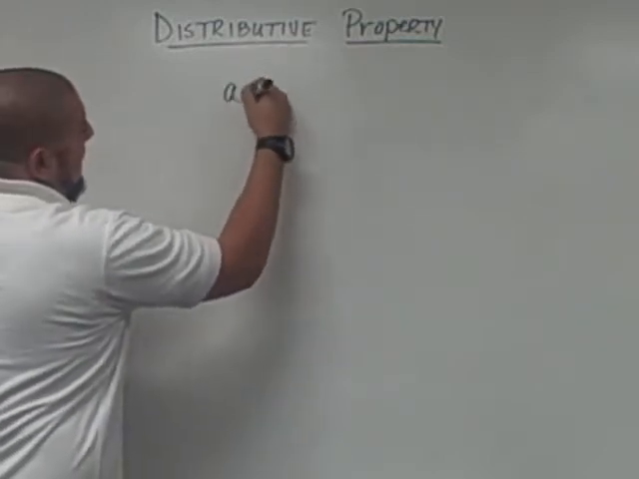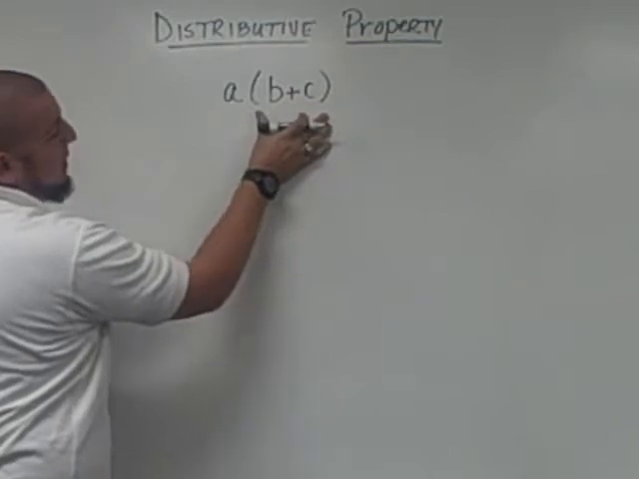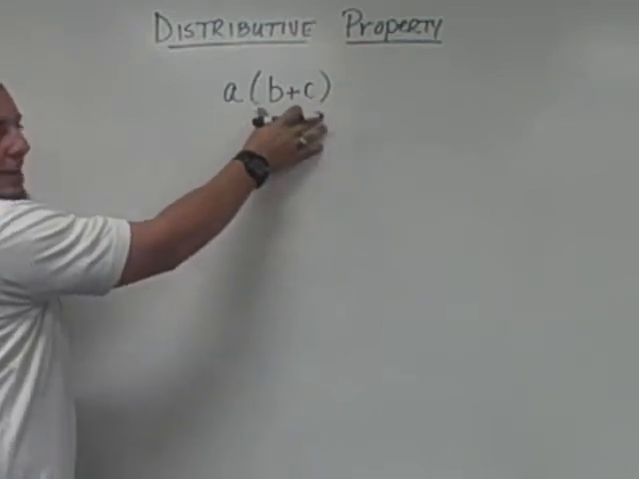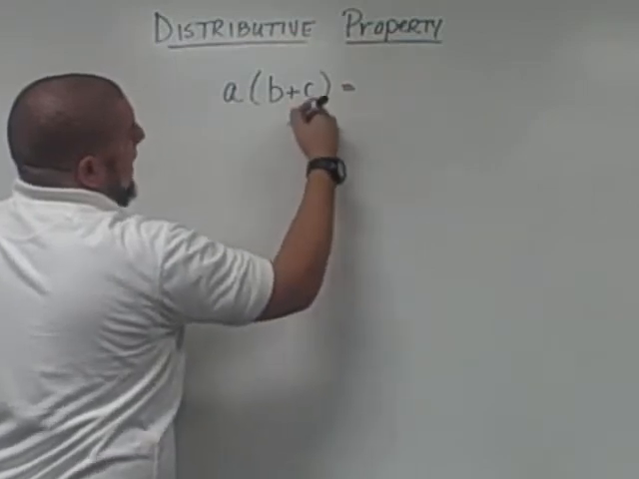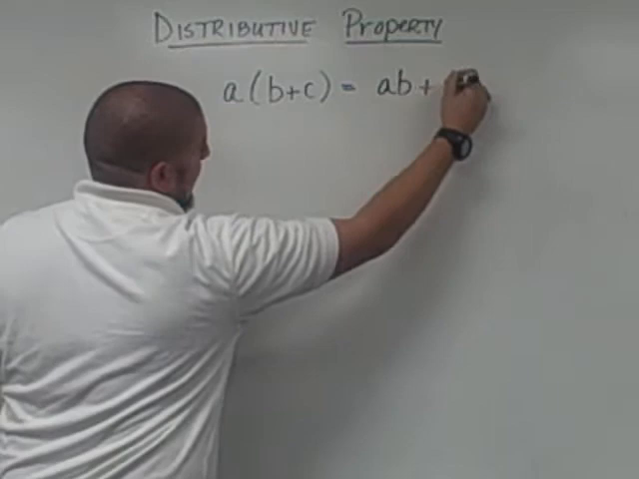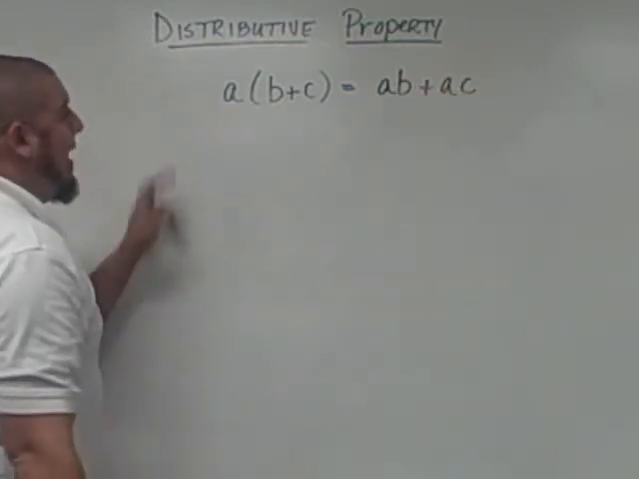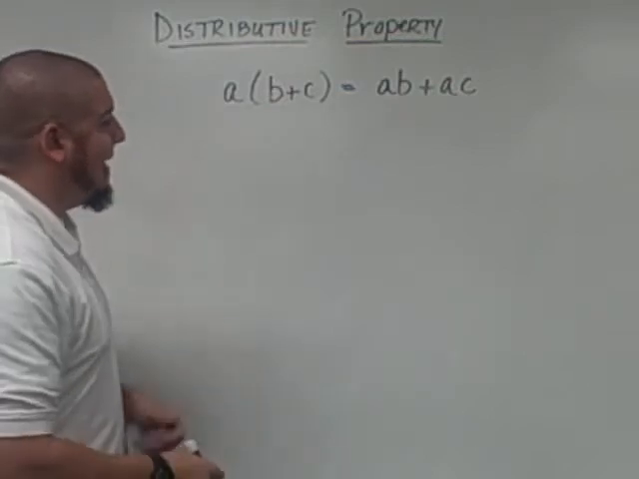Alright, so the textbook defines distributive property something like this. Basically it says A times (B plus C). B plus C are in your parentheses. We call this a binomial, which we'll talk more about later. It equals the same thing as A times B plus A times C. So how do we get this?